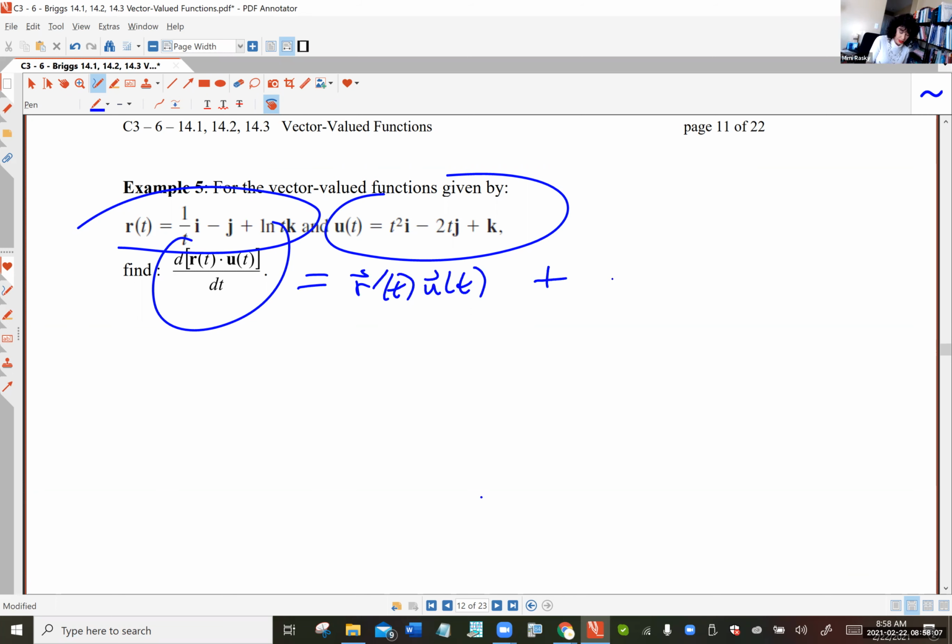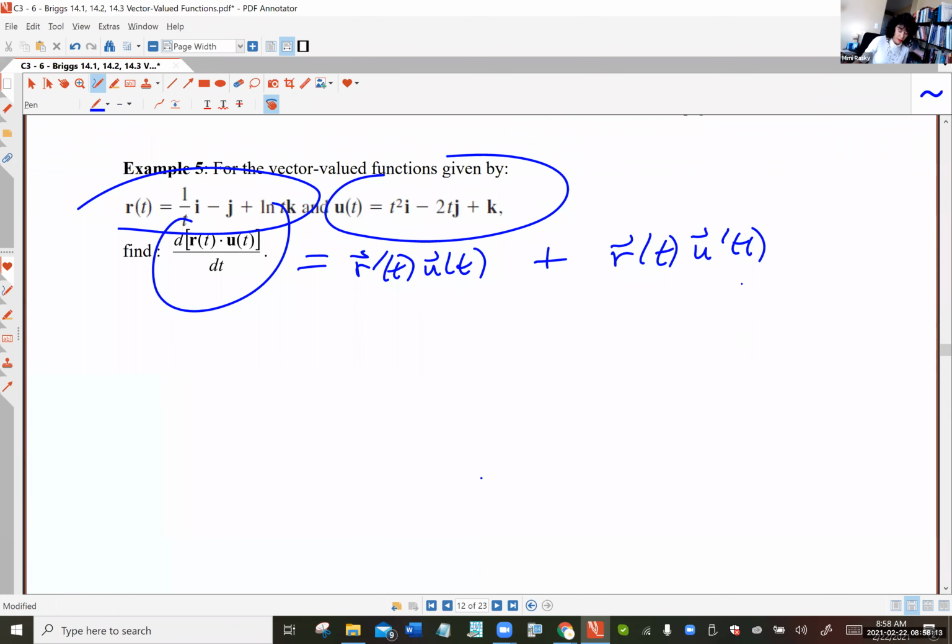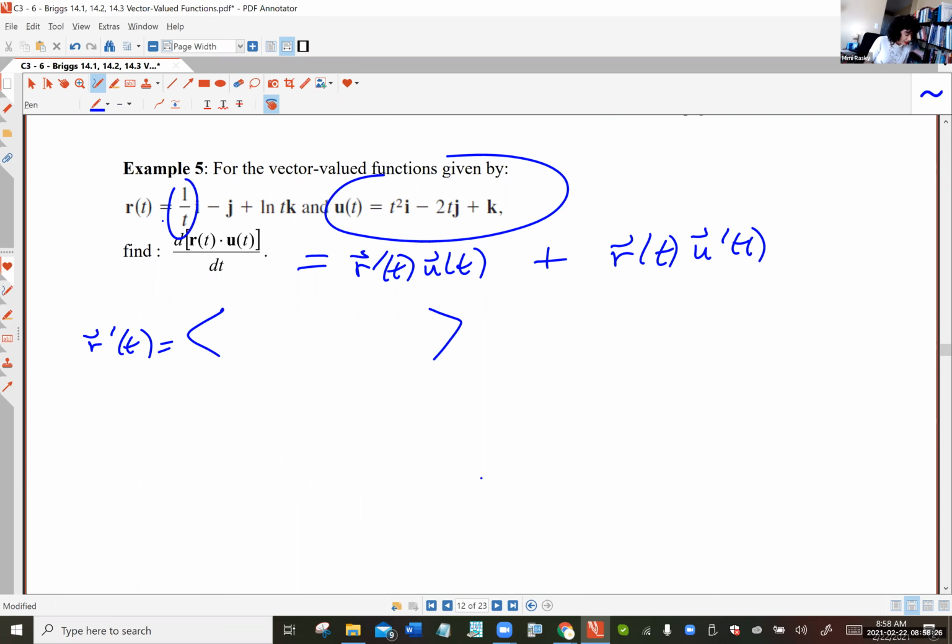Okay, so I'm going to just do that. And so let's get the r prime and the u prime, and then we'll put it into this product rule. So what is r prime? So if you look at these 3 components, I'm just going to differentiate on a component by component basis. The derivative of 1 over t, I think we already did that one. It ended up being negative 1 over t squared. The derivative of negative 1 is 0, and the derivative of ln of t is 1 over t.